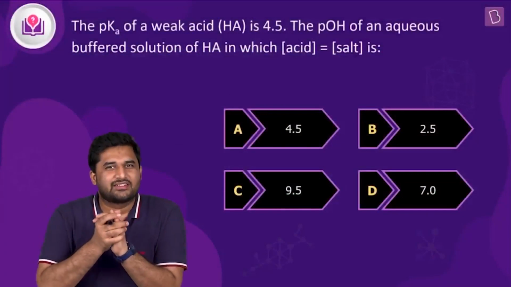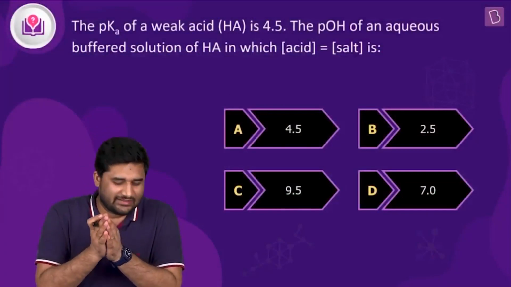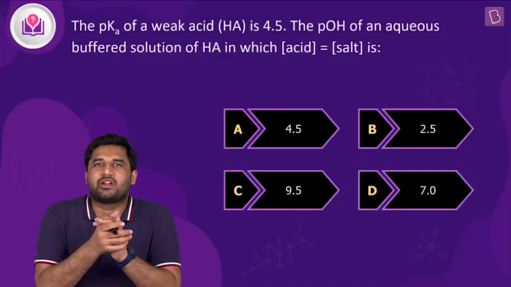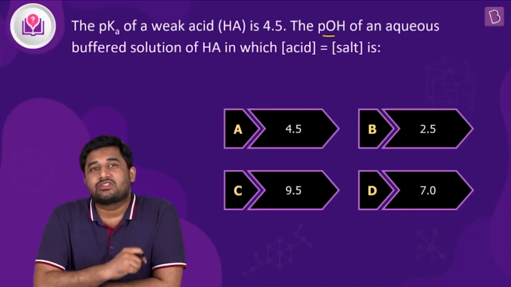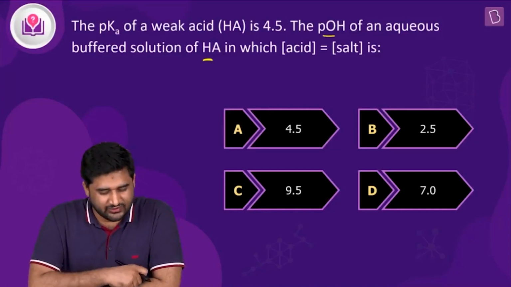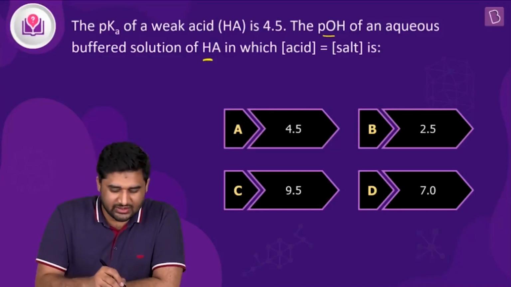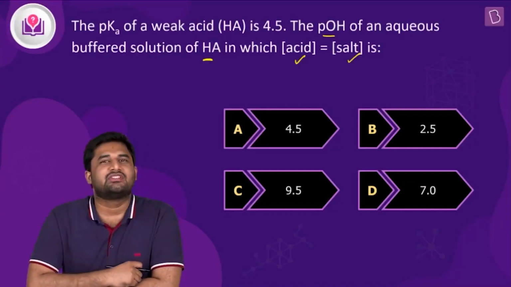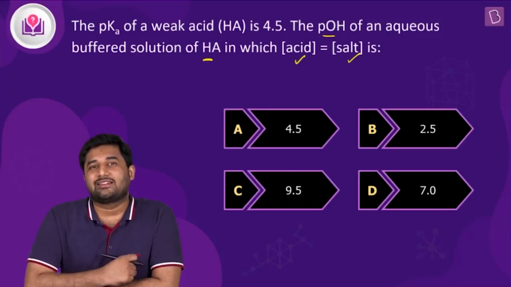Hi, let's have a look at this question. The question is, you can see we have a weak acid with the pKa value of 4.5, and we have to find out the pOH of an aqueous buffered solution of this weak acid. All right, and it is also given to us that in this aqueous buffered solution, the concentration of acid is equal to the concentration of salt. So very basic question based on the acidic buffer.